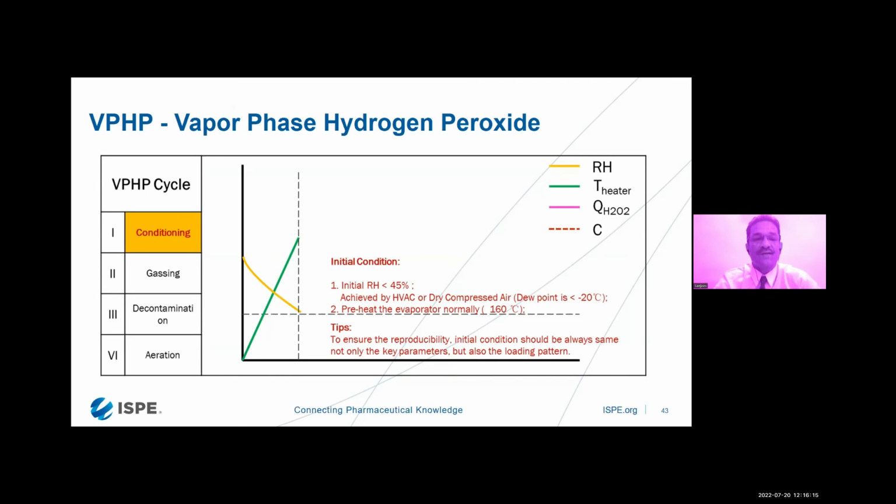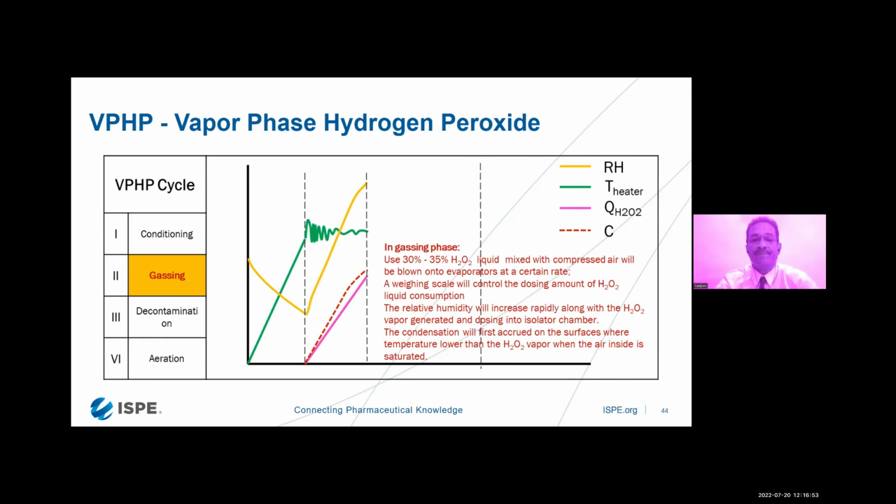The first phase is called the conditioning phase, where the initial RH is less than 45. The temperature is also maintained, and the evaporator is preheated to a temperature at which vapor hydrogen peroxide can be pumped inside the chamber. In order to ensure reproducibility, the initial condition should always be the same, not only for the key parameters, but also for the loading parameters. Whatever loadings you have inside the isolator have to be consistent every time in order to have consistent results of the VHP.